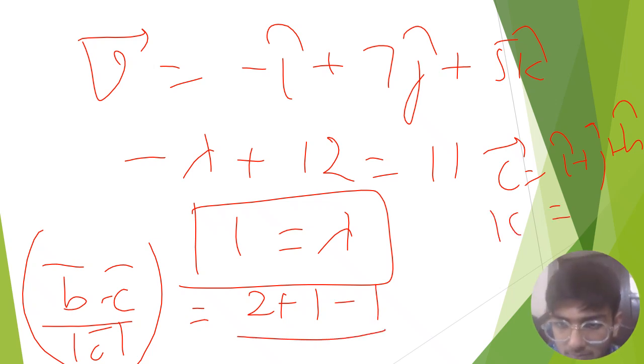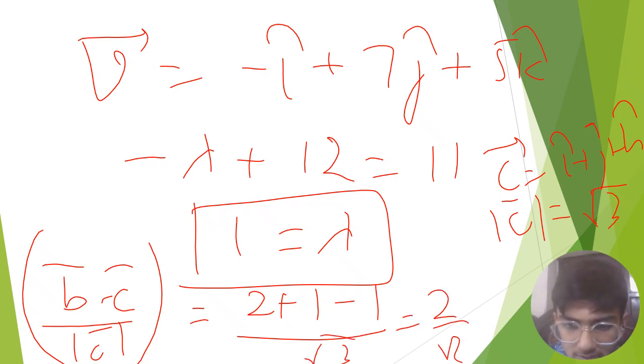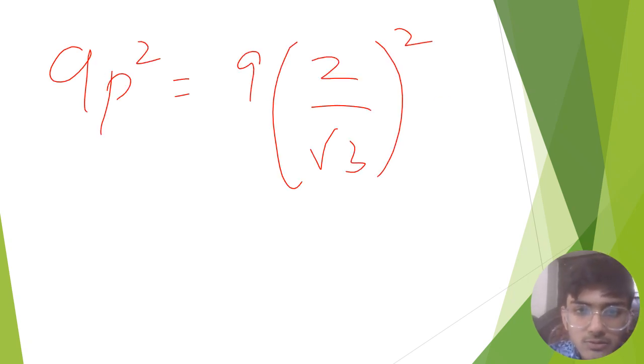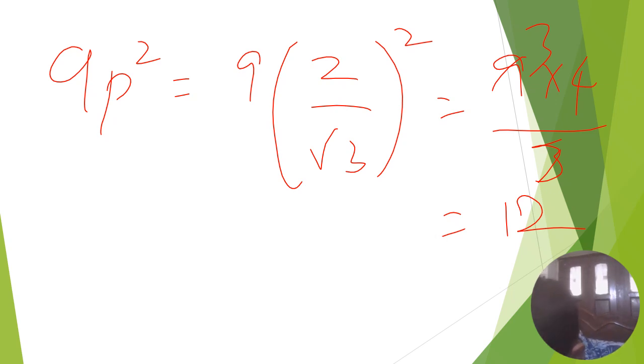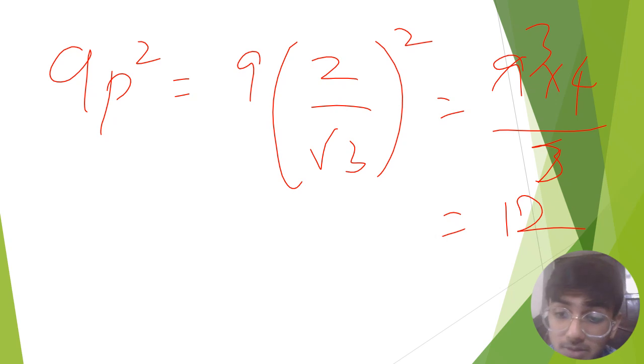And the mod of C, the magnitude, is root 3. So just 2 by root 3. This is your P. Now 9P square, that will be 9 times 2 by root 3 whole square. That will be 9 into 4 over 3, and this will give you 12. Hopefully 12 is the correct answer, and let me check. So yes, it is the correct one. So this was a question on mixed concepts of dot product, cross product, and projection. Three concepts are used here.